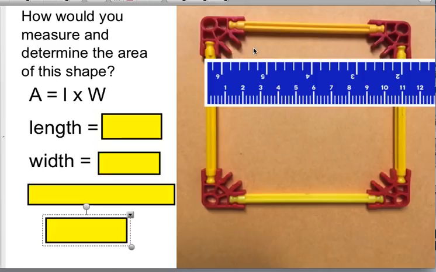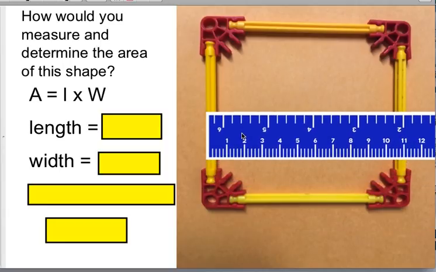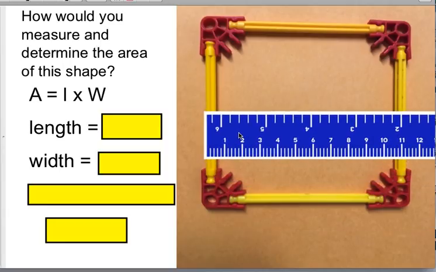Now, I've changed my ruler because of the size of my image and everything, I needed a larger ruler to be more accurate in scale. But how would you determine the area of this shape? Why don't you pause the video, and with the ruler in place where it is, what do you think the area would be? Okay, unpause the video and see if you're right.